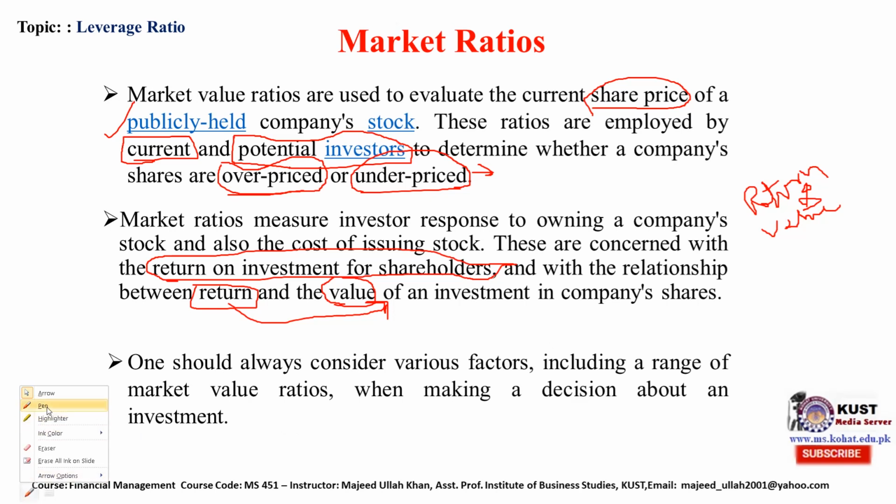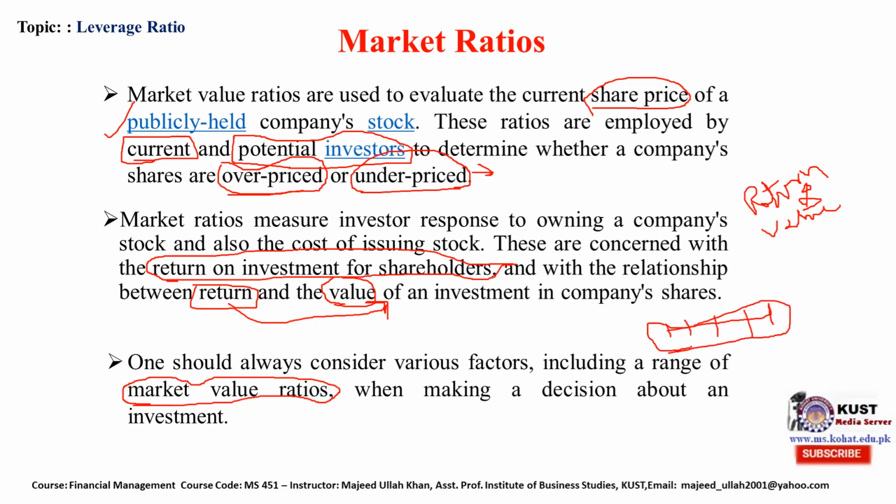Third, one should always consider various factors when analyzing the market ratios, including a range of market value ratios. On single ratios, investors should not make a decision. They should calculate a range of market value ratios. What does range mean? You may calculate it quarterly, half annually, for 1 year, or you may calculate it daily as well.